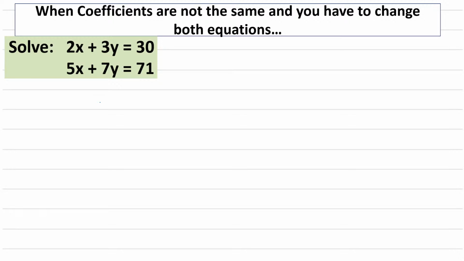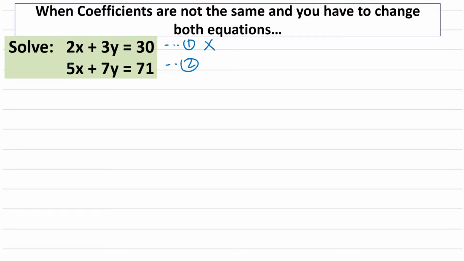Well, I can find the common multiple of 2 and 5, or I could find a common multiple of 3 and 7. So it depends, you choose which one you want to change. Okay, so I'm going to change the x's. I'm going to make the x's the same, which means I need to multiply the first equation by 5. I'm going to take these numbers and multiply equation 2 by 2. So I'm going to call this equation 1 and this one equation 2.